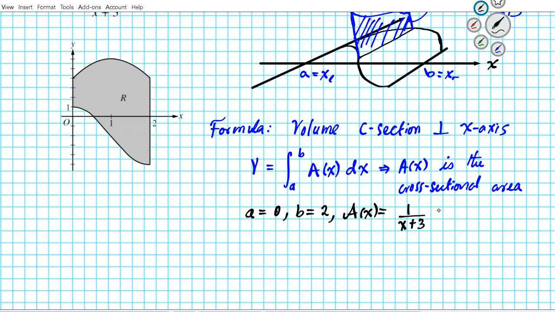Ladies and gentlemen, we are looking for the volume. So your volume is unknown. Okay, so let's plug this into the formula right here. So the volume is going to be the integral from a to b of 1 over x plus 3 dx.